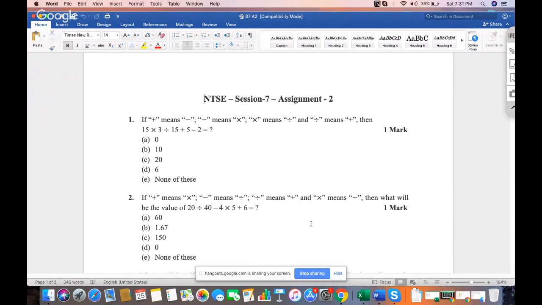Solve question number 1 and 2. There is nothing to be done here. This is BODMAS. I hope you know BODMAS. If you don't know BODMAS, let me know. I'll teach then.